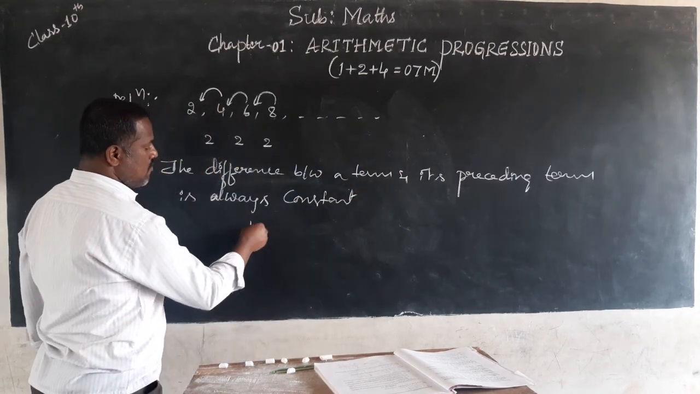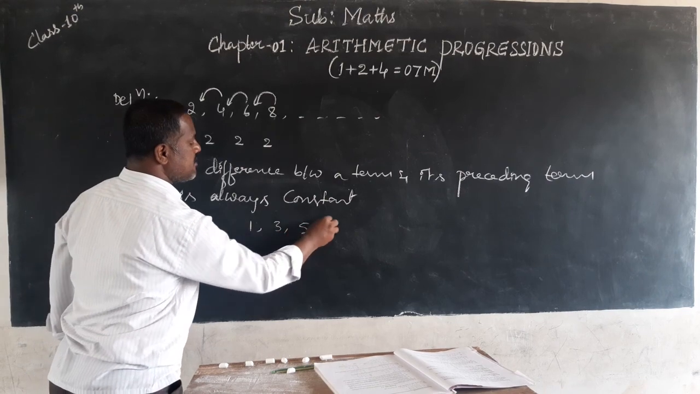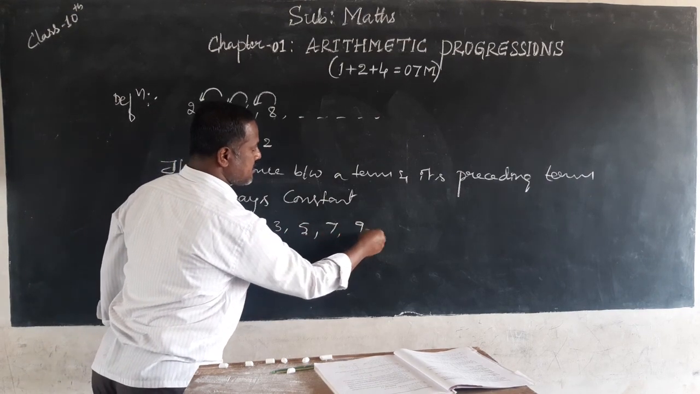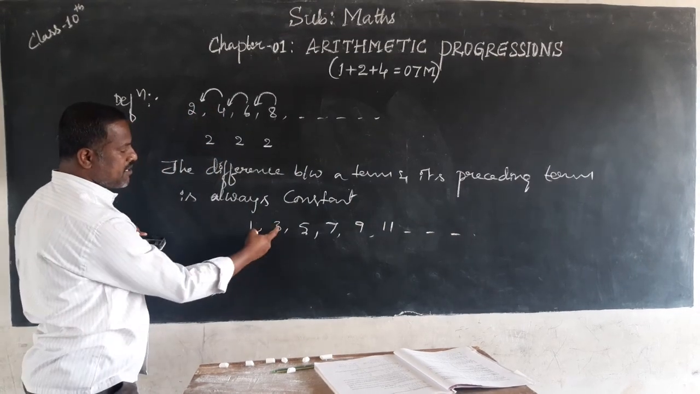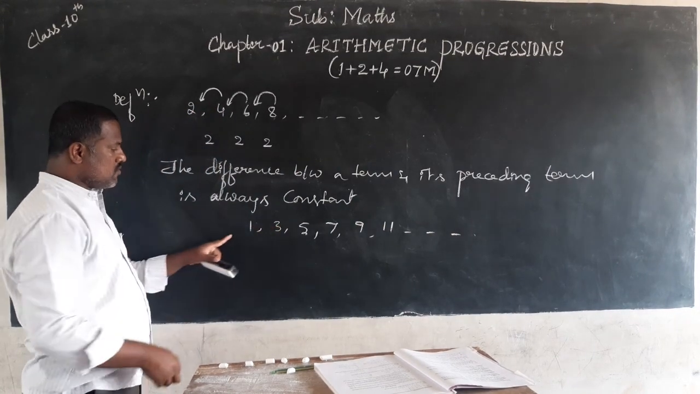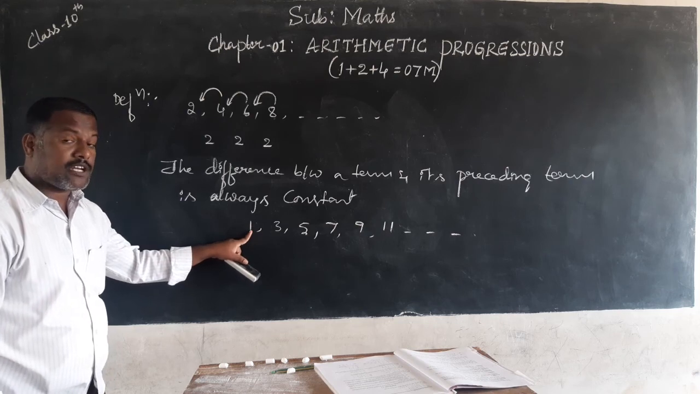Say for example, 1, 3, 5, 7, 9, 11, dot. See students, the difference between the second term... So this is the first term in arithmetic progression.